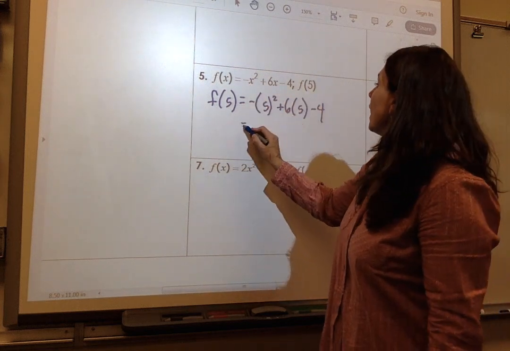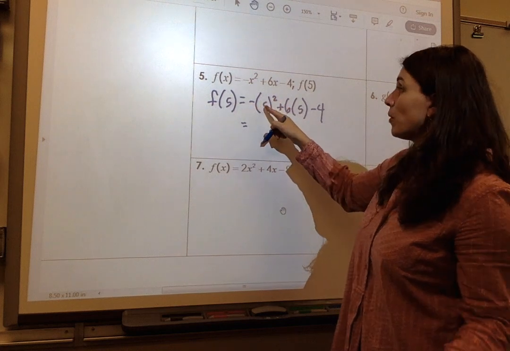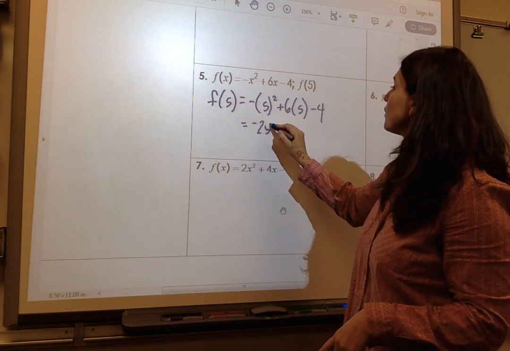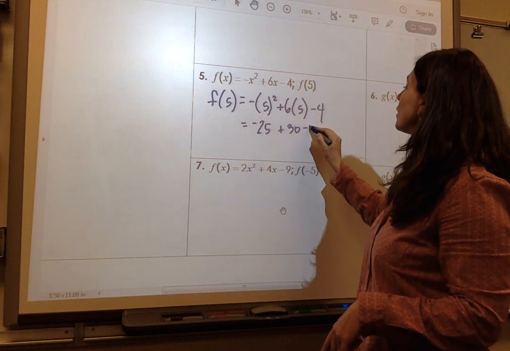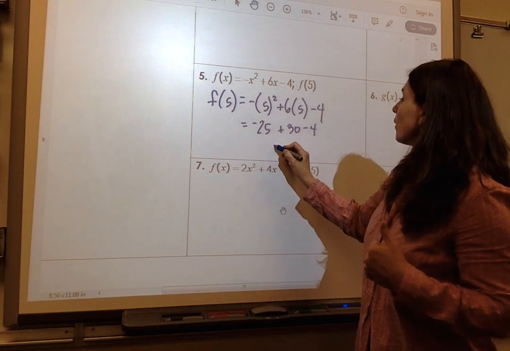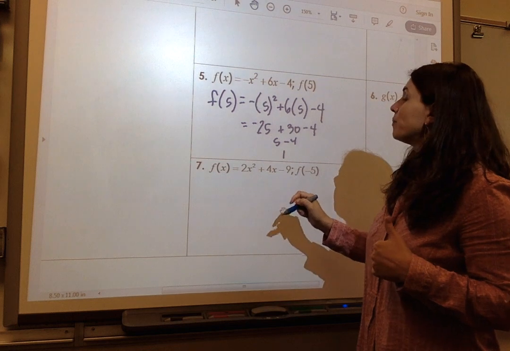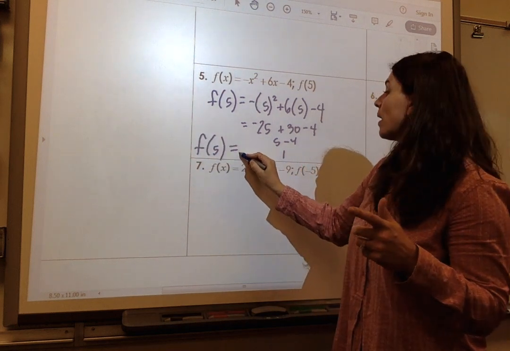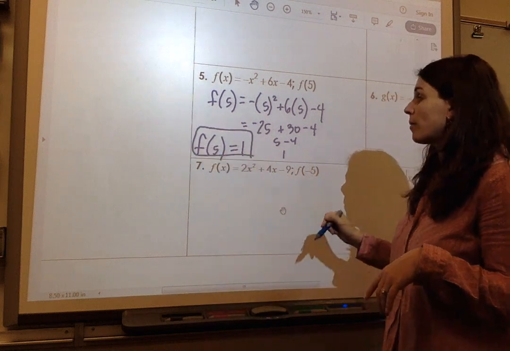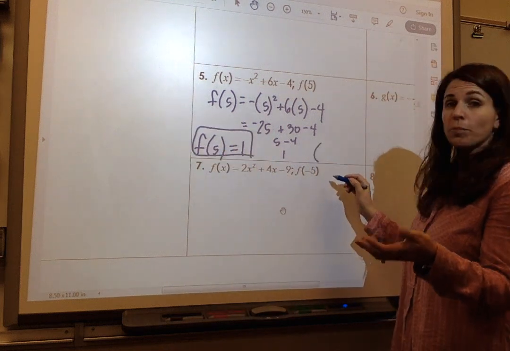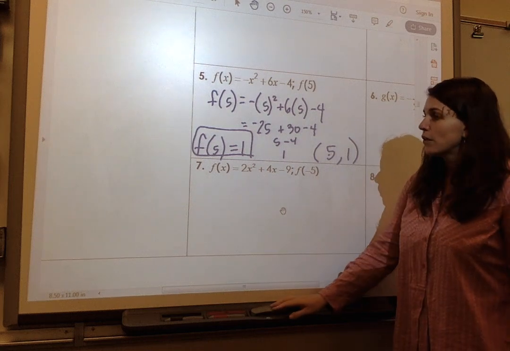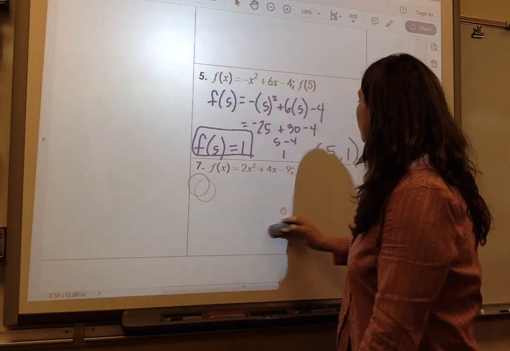Nothing changes. And I get 5 squared. Remember, it's 5 squared, not negative 5 squared. 5 squared is 25. Bring down the negative to get negative 25 plus 30 minus 4. So here I get 5 minus 4 is 1. So when my input of my f function is 5, my output is 1. That's how I write my answer, or I can write it as an ordered pair. When my input is 5, my output is 1. Either one of those is acceptable.